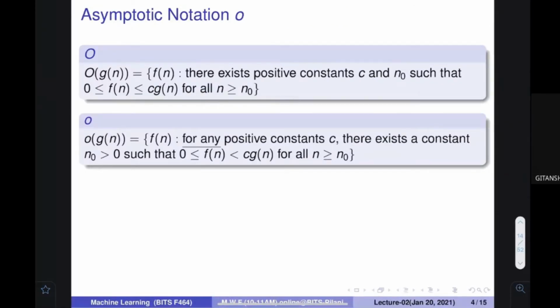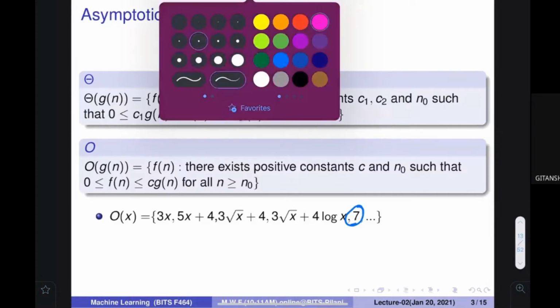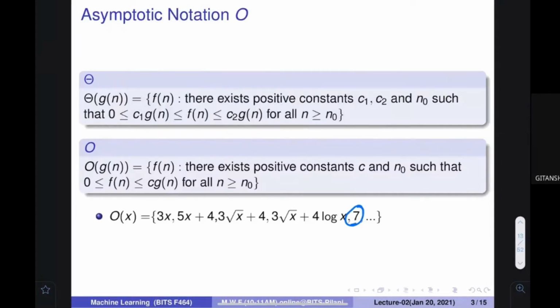Most of the time, a very important application of this notation is this: if you have an algorithm and you know its worst behavior, the worst time, which is the highest time that it takes.